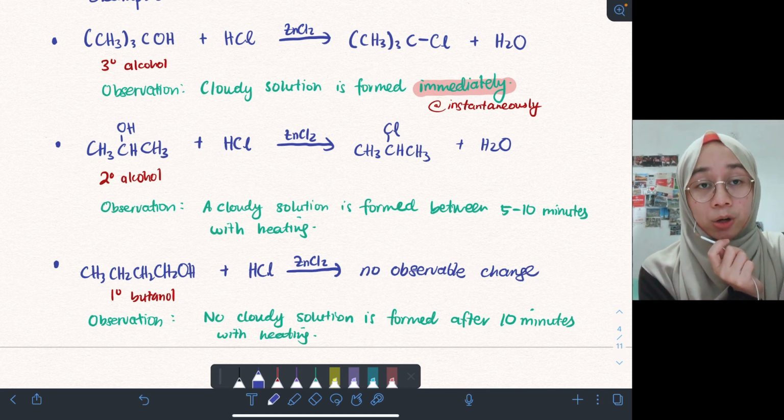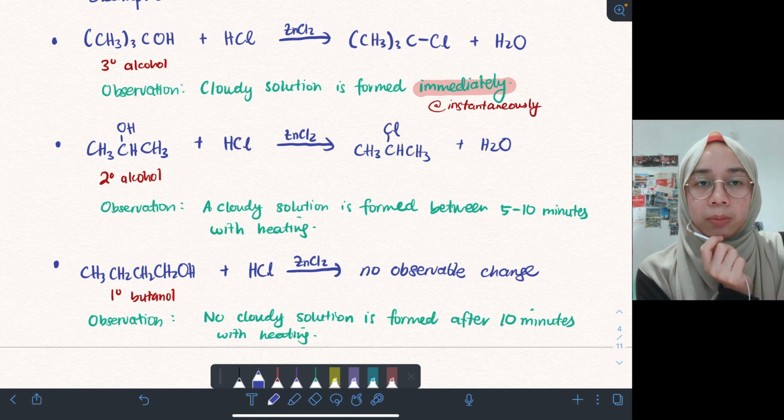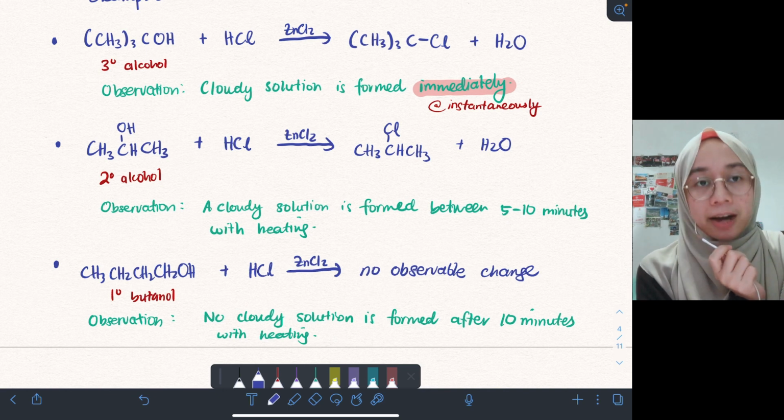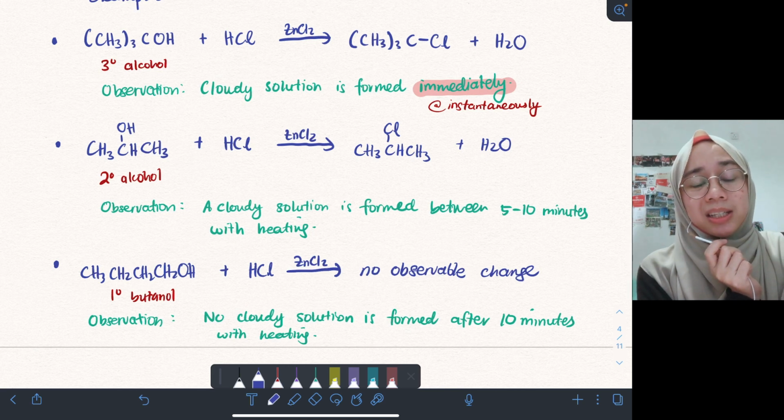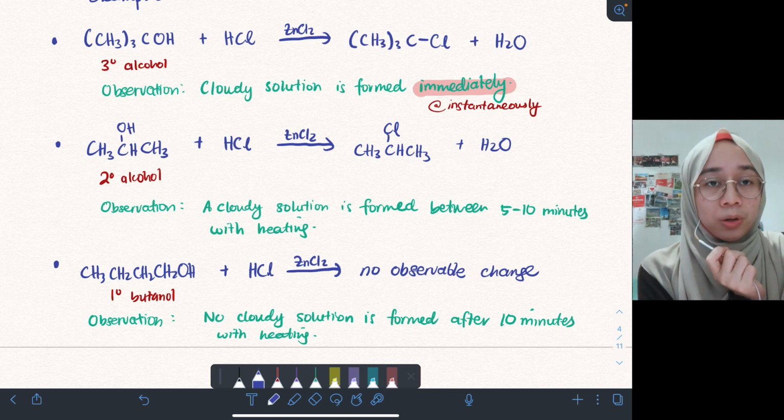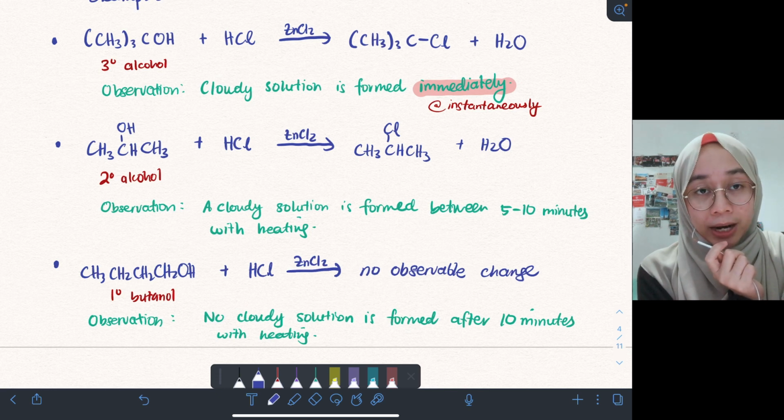Okay, so you need to write no observable change. So cannot write no reaction. Kenapa tak boleh tulis no reaction? Because ada reaction. Primary alcohol akan react dengan Lucas reagent. It's just that it reacts very slowly to the point that after 10 minutes tu pun kamu tak nampak lagi perubahan. Okay, it might take a longer time.